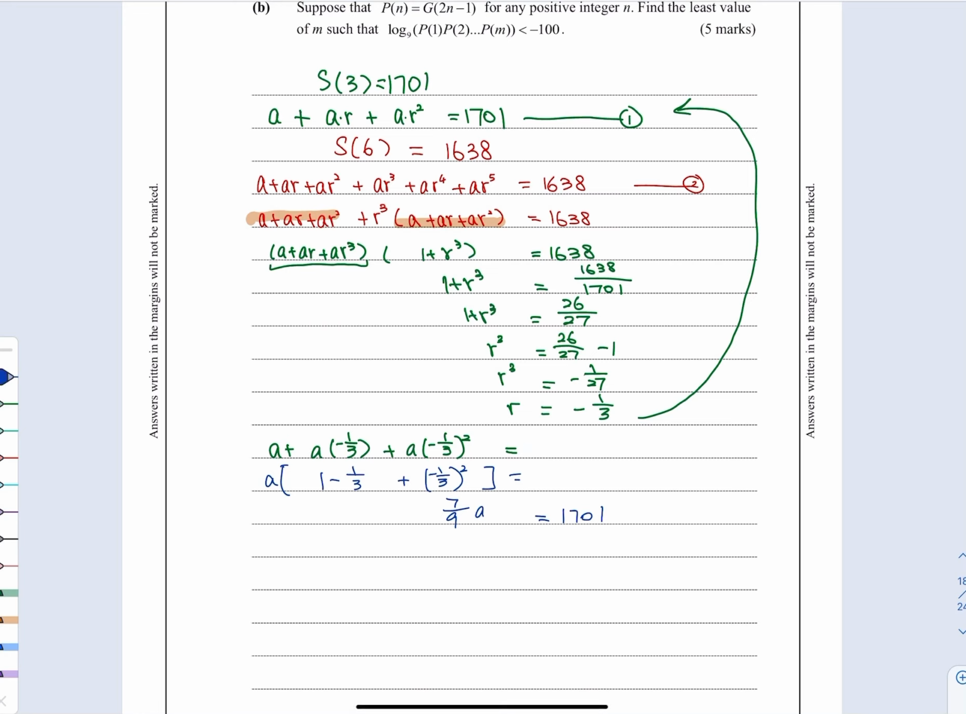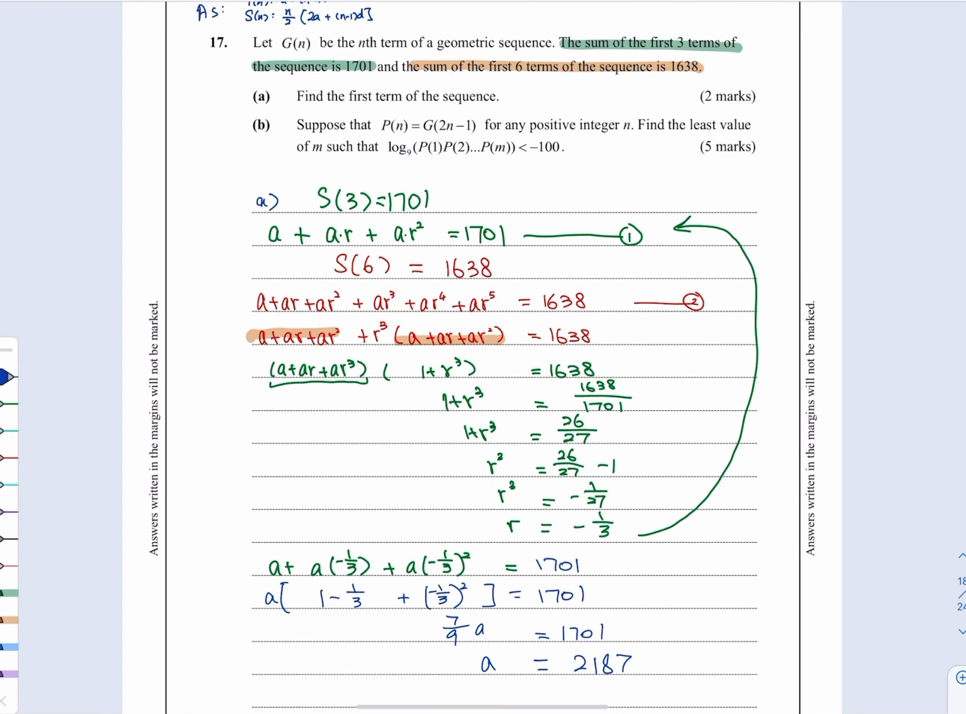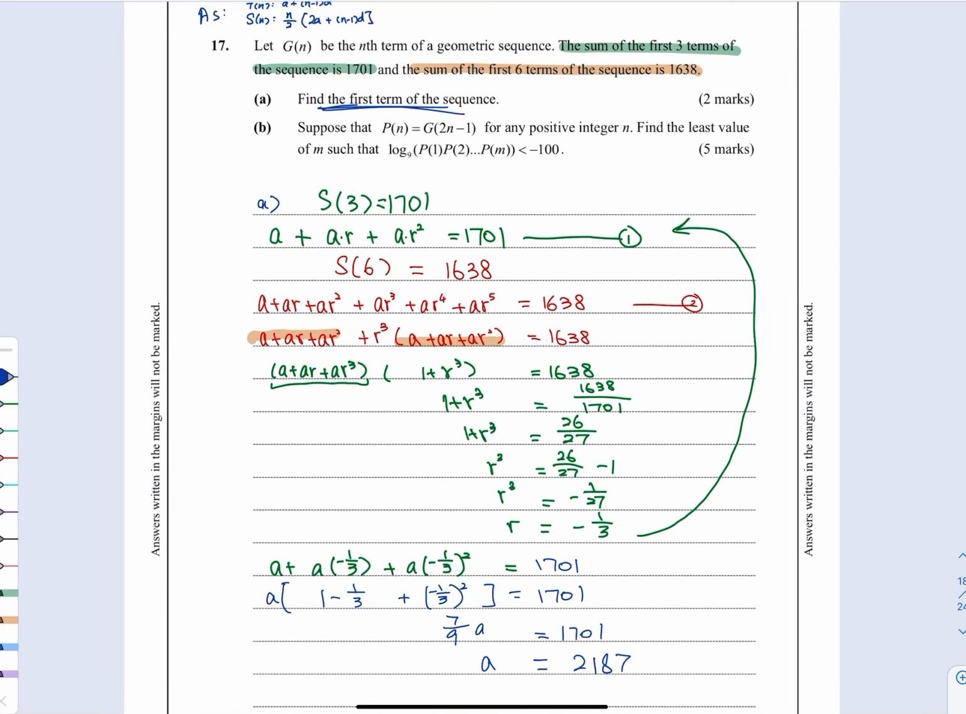It's the first term, and the a will be 2187. So now you have your first term, you have your common ratio r. That's your part A question only. That was a long one.